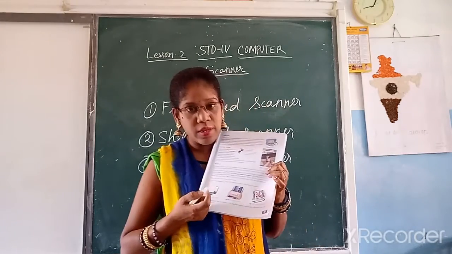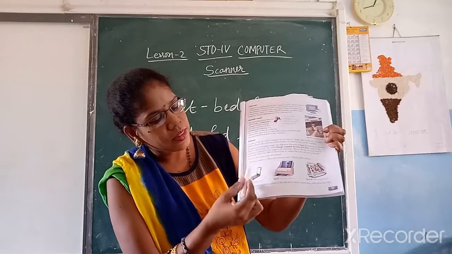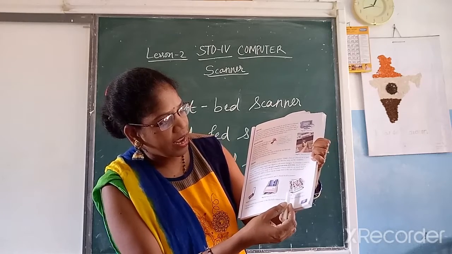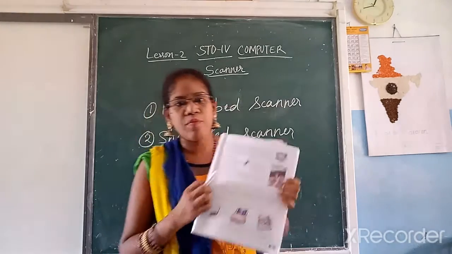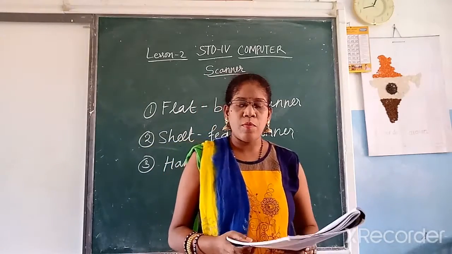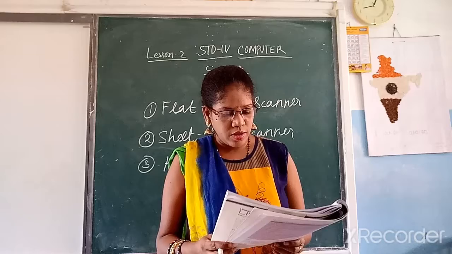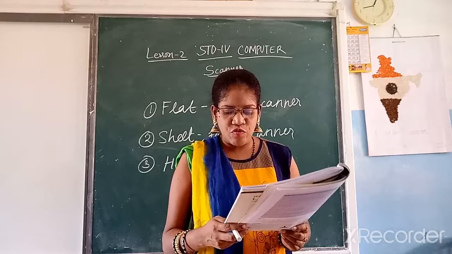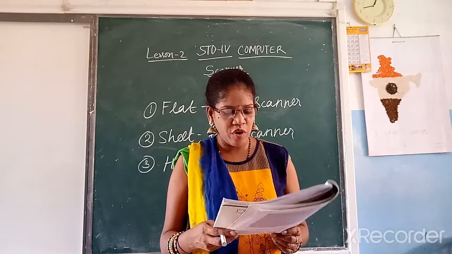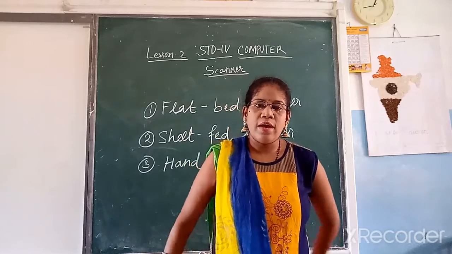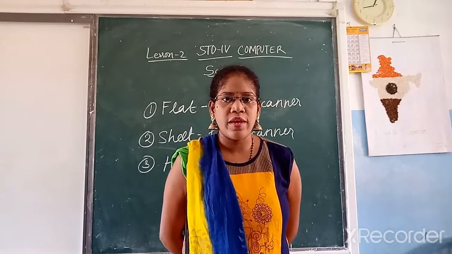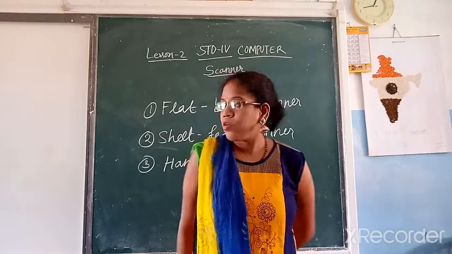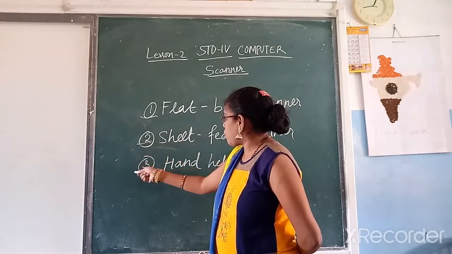So see students, these are the three types of scanner: the flat bed scanner, sheet fed scanner and handheld scanner. From these three types, the most popular and very effective scanner is what? The flat bed scanner, which has a flat glass bed for a scanning surface. One more scanner is also there, that is the drum scanner. That is more powerful and it gives the best quality of images.